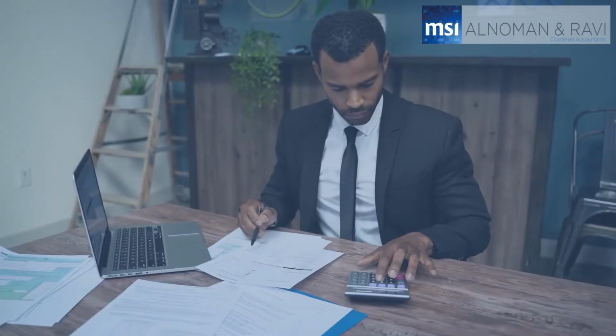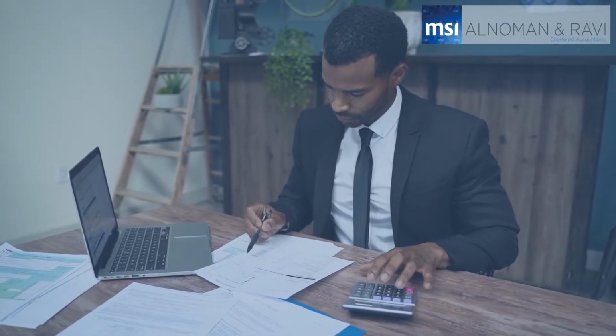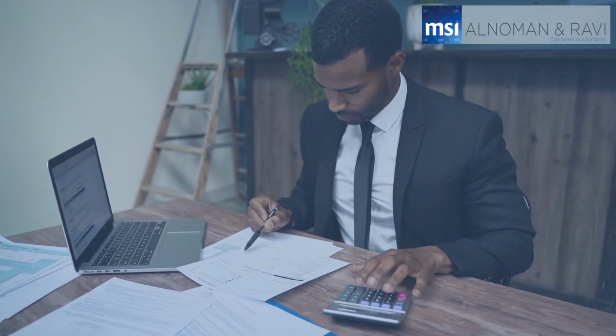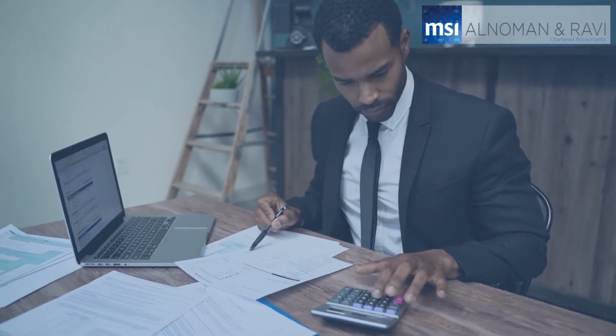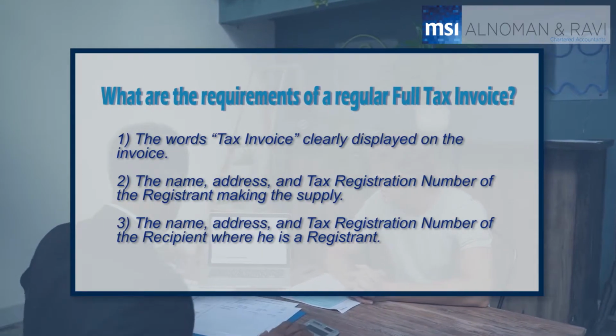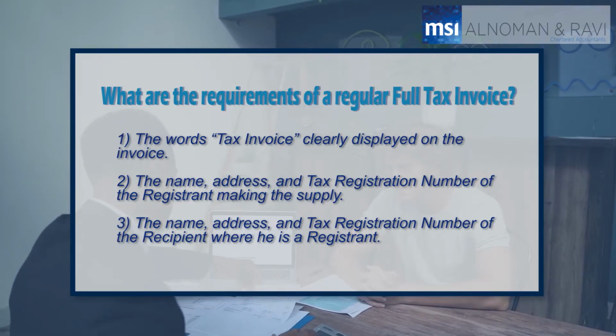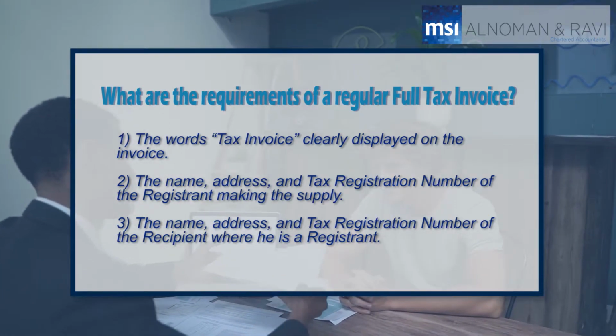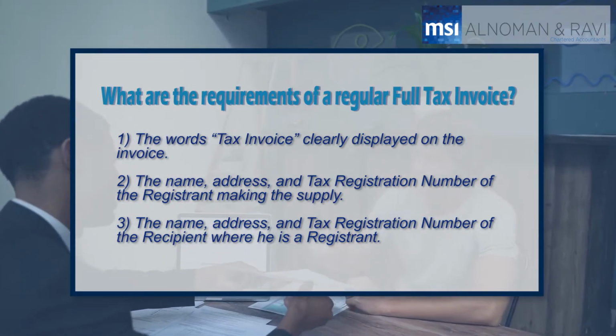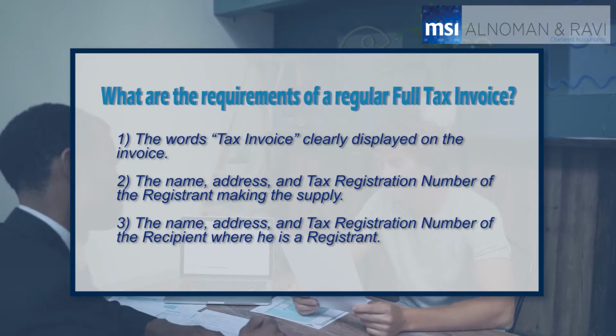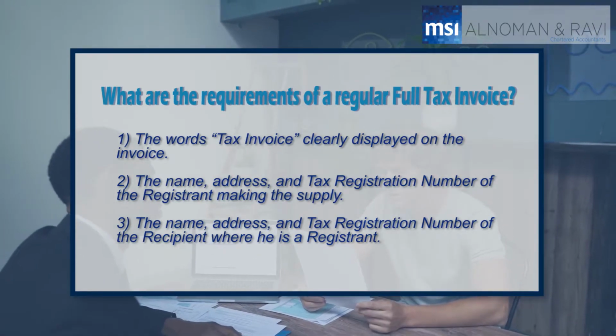Now, in the case you have to raise a tax invoice, let's get into what are the format requirements of that. In general, it includes all the requirements of a simplified tax invoice and has some additional requirements. So let's get into them one by one. Firstly, the words tax invoice needs to be clearly displayed. The name, address and TRN number of the one making the supply and the one which is the recipient of the supply if the recipient is a registrant.